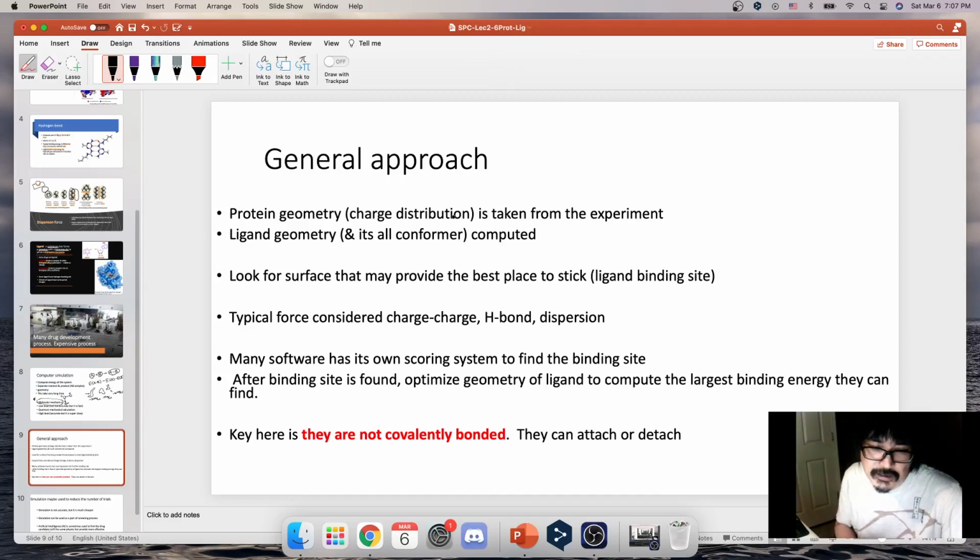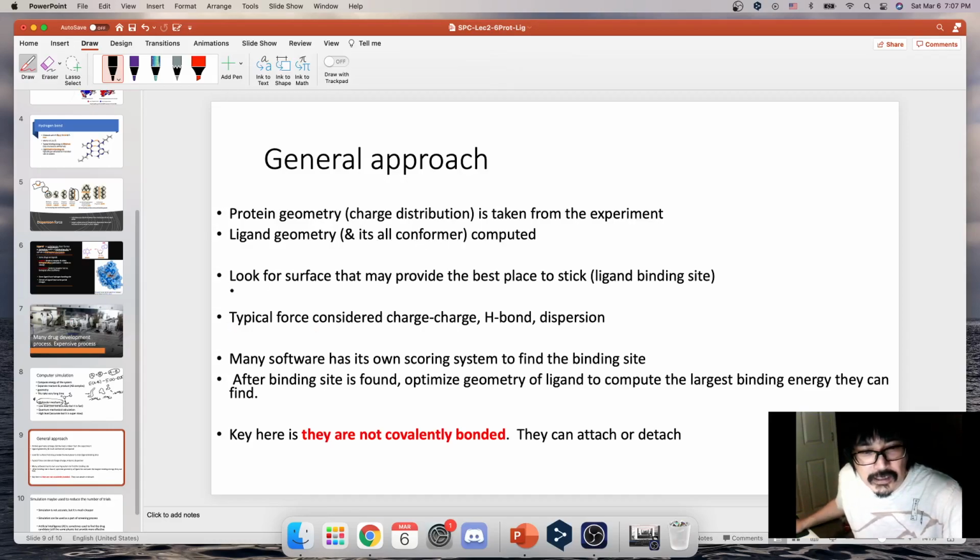Generally speaking, the ligand is super small, so you can calculate this even using quantum mechanics too. And sometimes you can calculate all conformers as well.